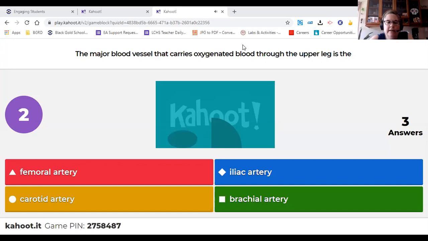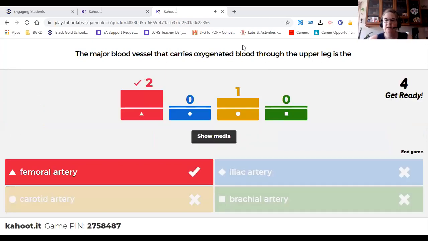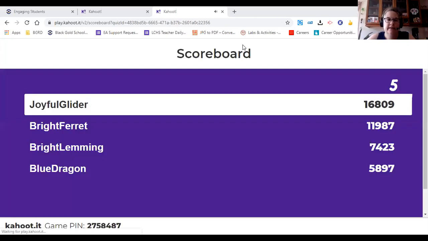Femoral artery, carotid artery, iliac artery, brachial artery. Ooh, femoral, where the femur is. Femoral artery.